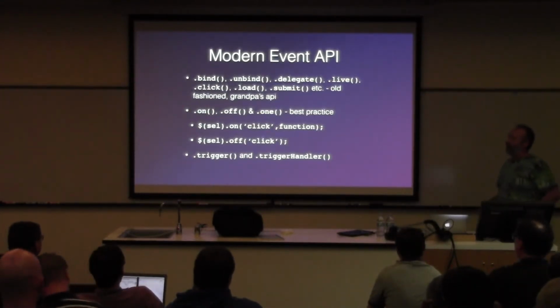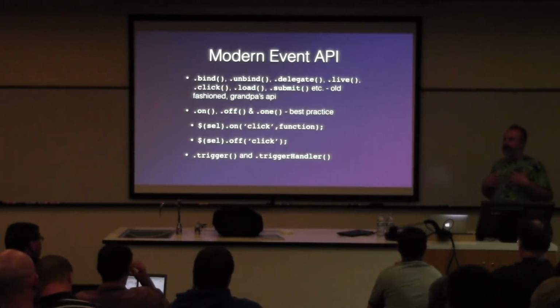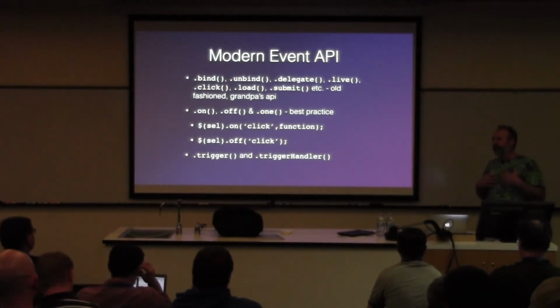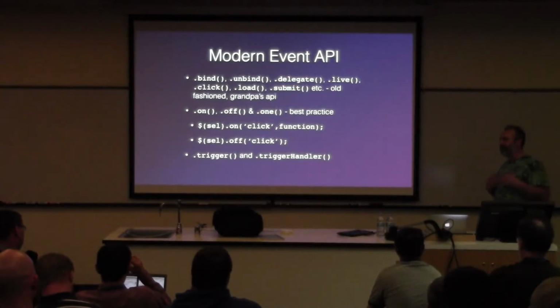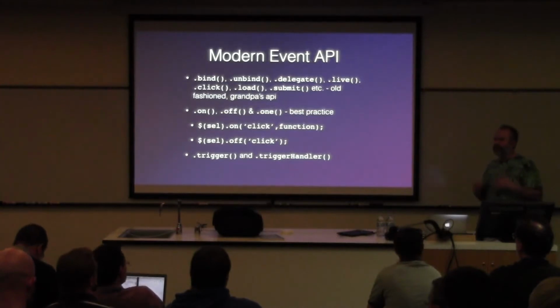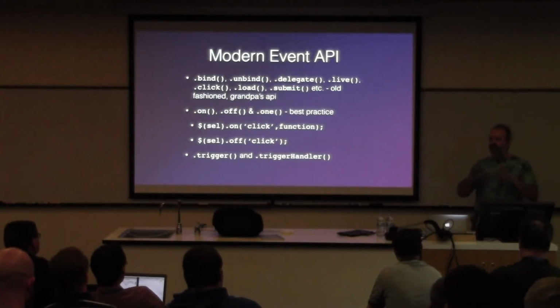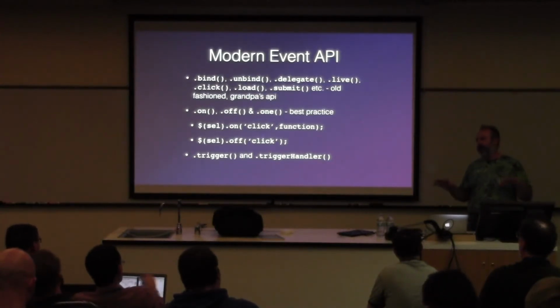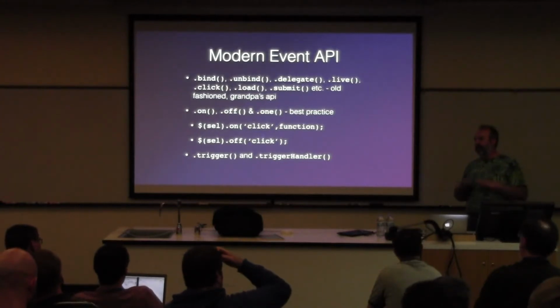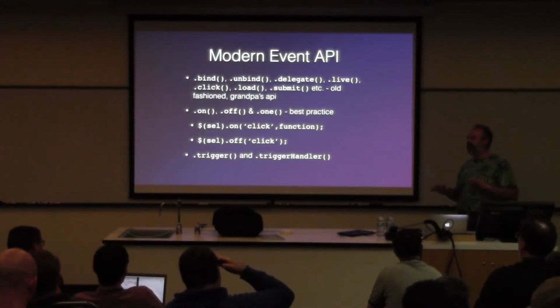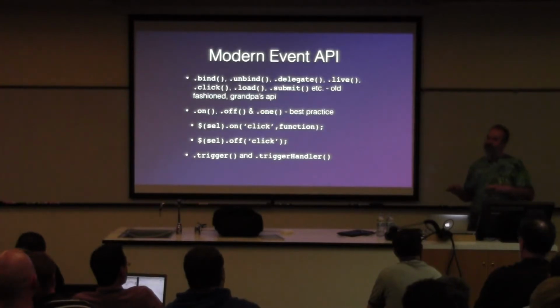Modern Event API. I'm on a personal crusade to stomp out bind and unbind. Unfortunately, because the internet has all these pages that were done years ago, it's still everywhere. And because plugins support old versions of jQuery, they still use bind and unbind. But bind and unbind are no longer recommended. They aren't deprecated yet. I think they should be, because we've got to stomp it out.